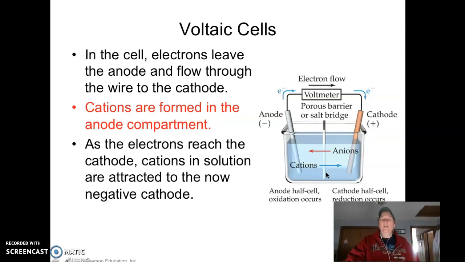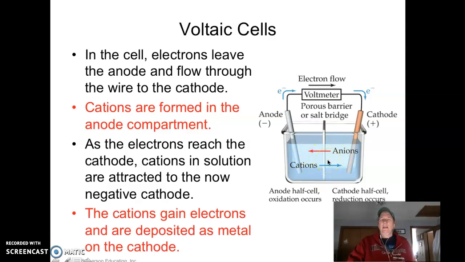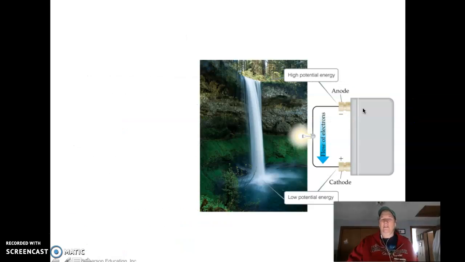Okay? So as electrons reach the cathode, the cations in the solution are attracted to the now negative cathode. So you get that attraction between them. And again, your electrons are going to flow. Your anode is actually going to be negative because you have electrons, and they're going to flow over to the positive. Okay, and again, the salt bridge helps keep those charges balanced, okay? The cations gain electrons and are deposited as a metal on the cathode. So this one's going to kind of disappear and this one's going to get larger, if you want to say that, okay?